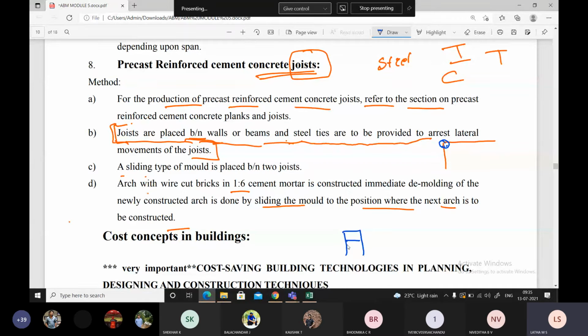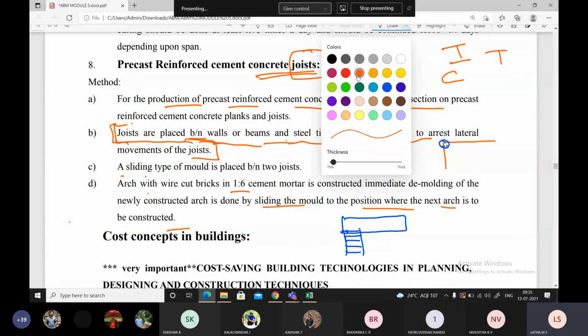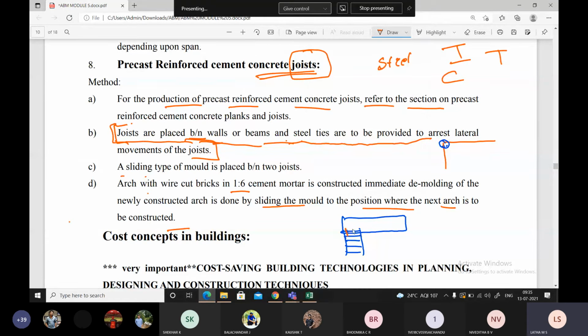I'll show one course of wall construction, students, here in the top view, correct? And you find one more wall construction in the perpendicular direction. Now when I'm constructing the wall itself, I have to introduce the joist. It is connecting the walls. That is what it is telling. They are provided to arrest the lateral movements. It will not allow the walls to slide. It will arrest the lateral movements.